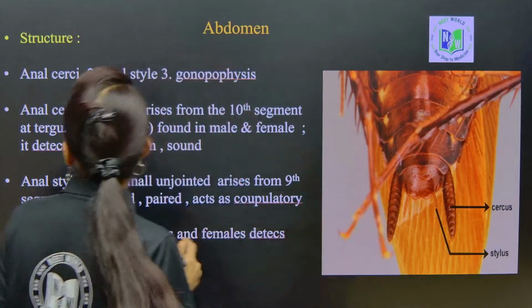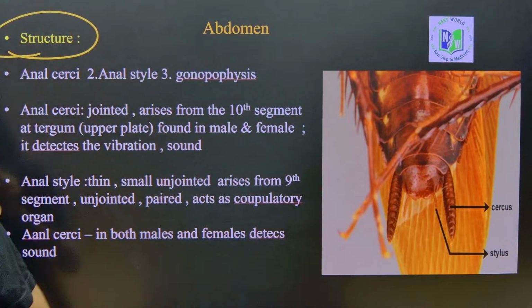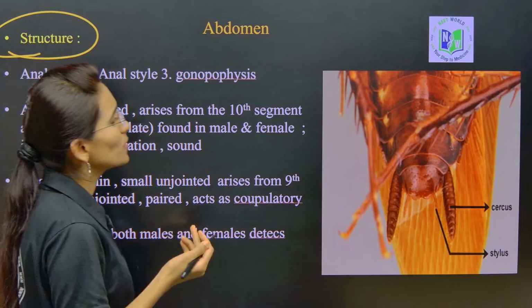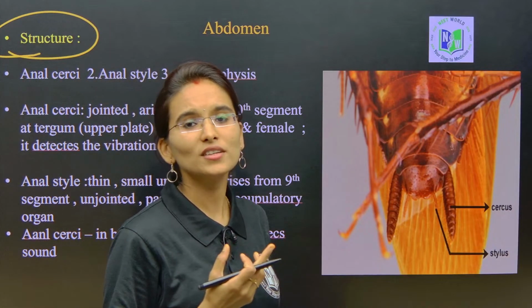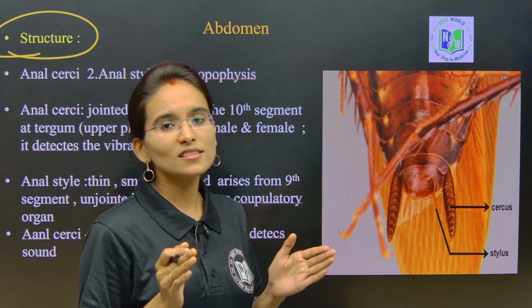Coming towards the structure, look into the structure of the abdomen. Usually how many segments do we have in the abdomen, my dear students? 10 segments, right.